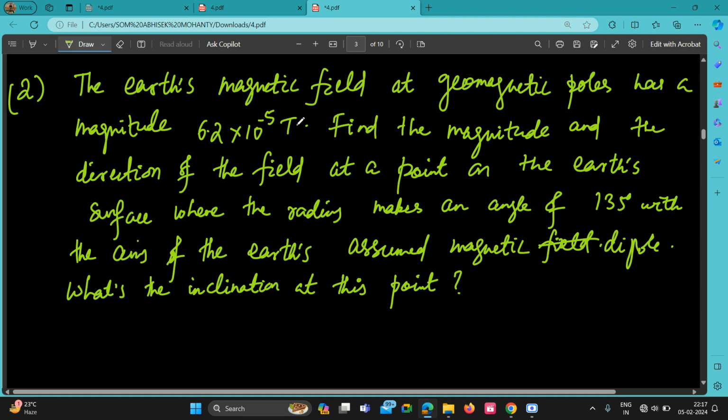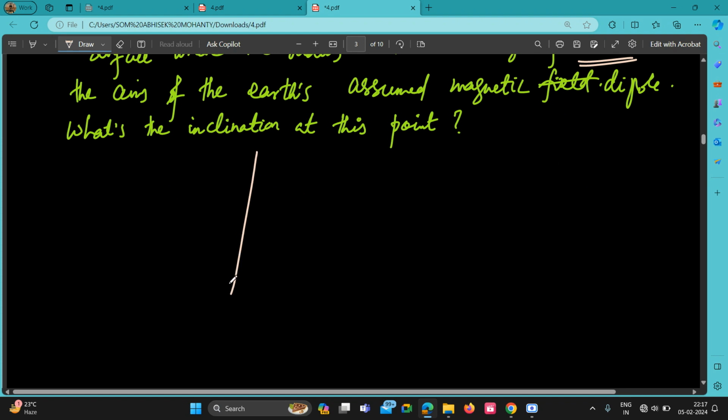Earth's magnetic field at geomagnetic poles has this magnitude. Find the magnitude and the direction of the field at a point on the Earth's surface where the radius makes an angle of 135 degree with the axis of the Earth's assumed magnetic dipole. What is the inclination at this point? I'll draw the diagram for you. This is 135 degree.